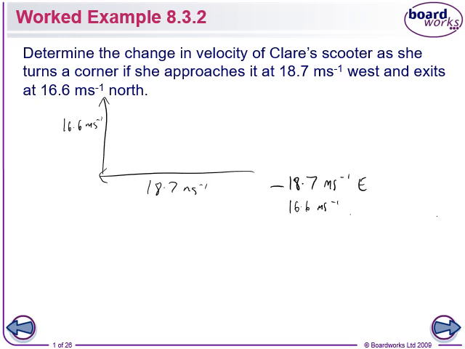meters per second north. Okay, from here we can do them the same way we do the addition, head to tail. But we just need to make sure they are around the right way. So there, negative 18.7 meters per second east, head to tail, 16.6 meters per second north. Let's go red.